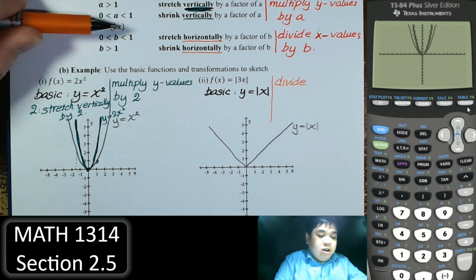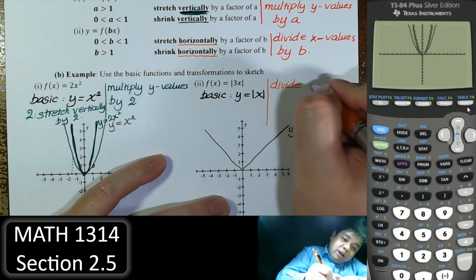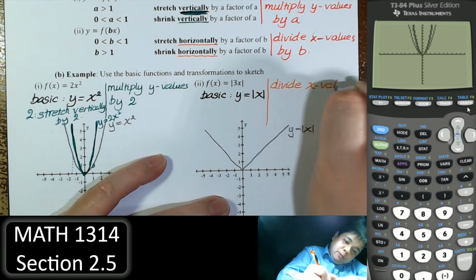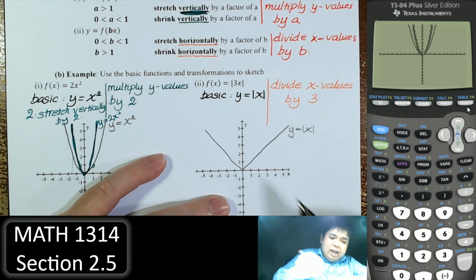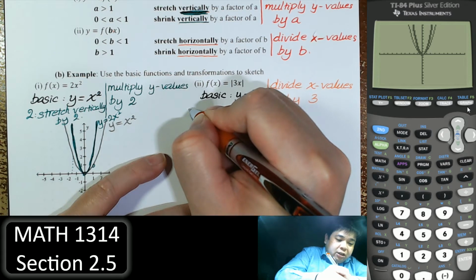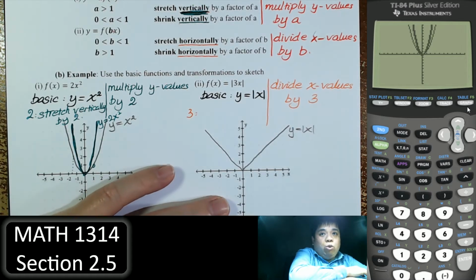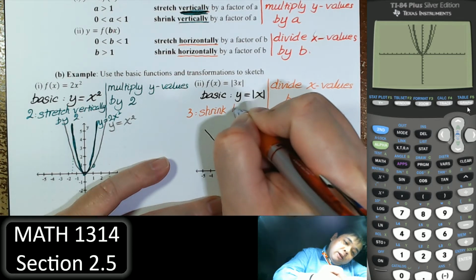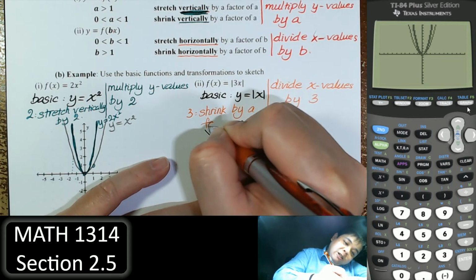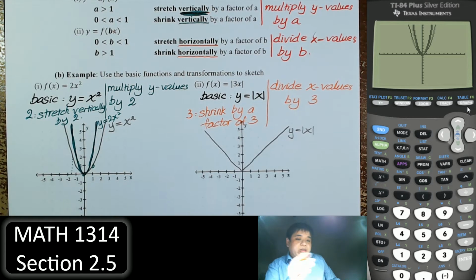Because it is inside, it works horizontally, meaning it affects the x values. So we divide x values by 3. Now, if we take a number and divide by 3, we get a smaller number, right? Because it's smaller, it's going to shrink by a factor of 3. Or we divide x values by 3.